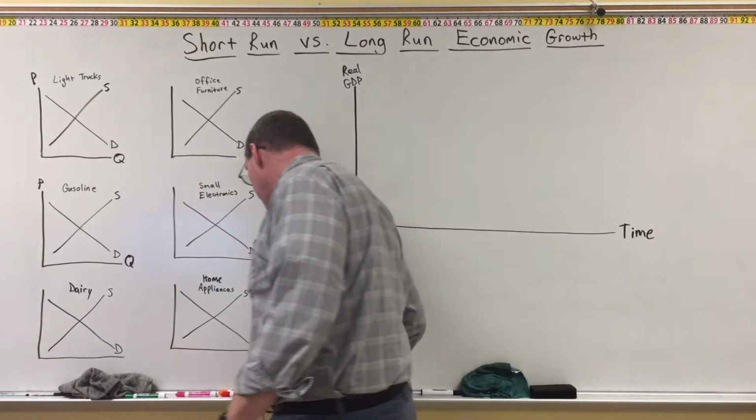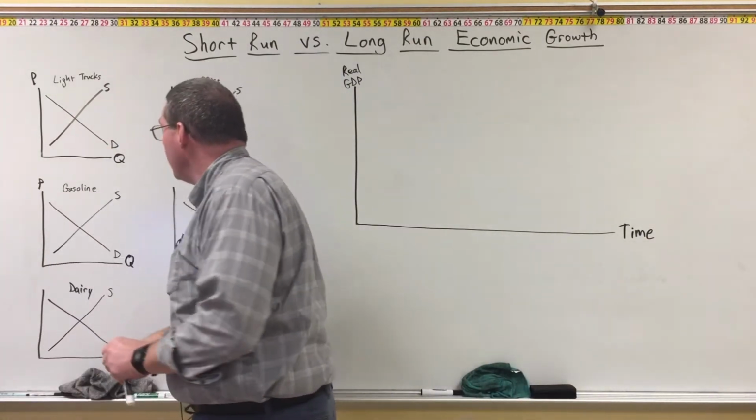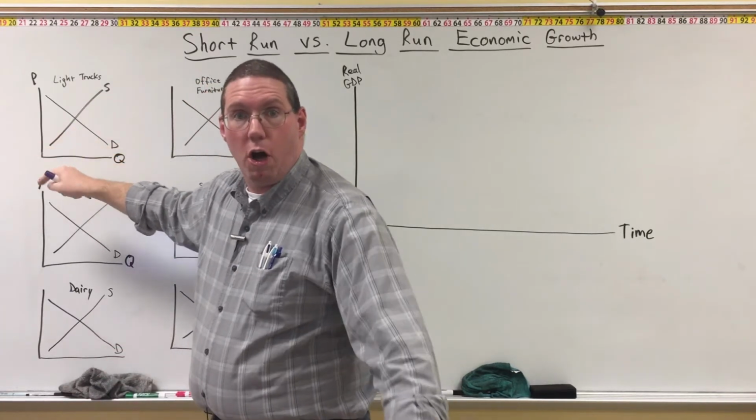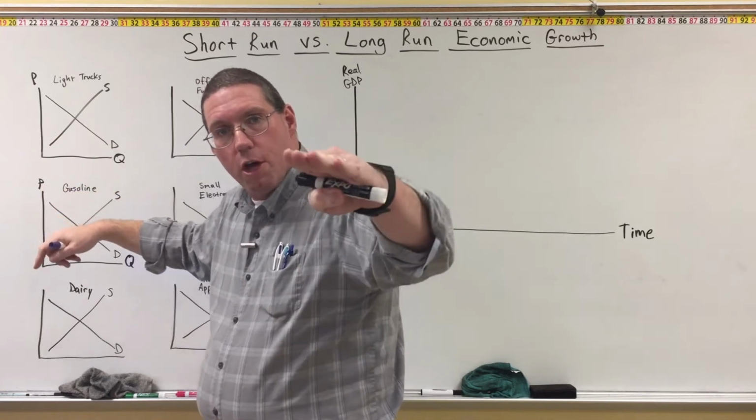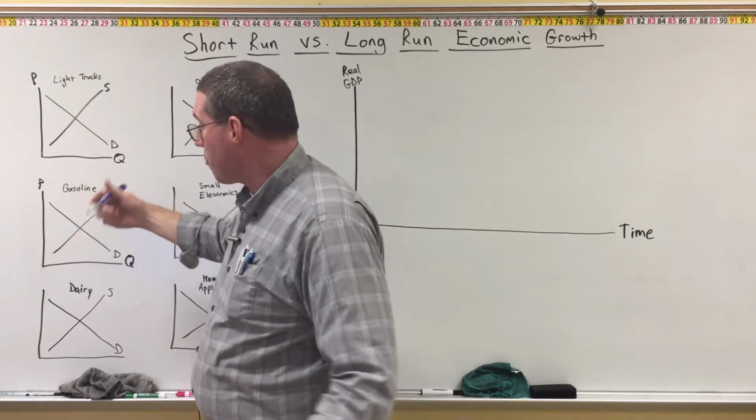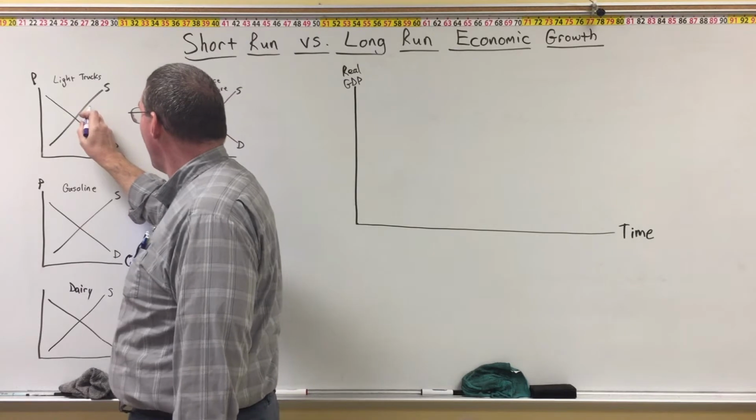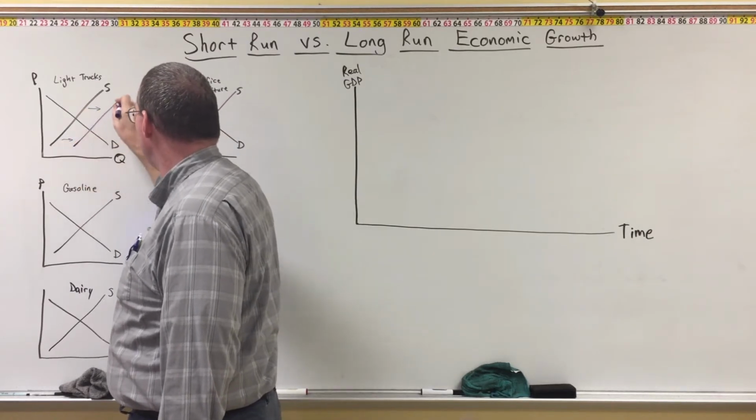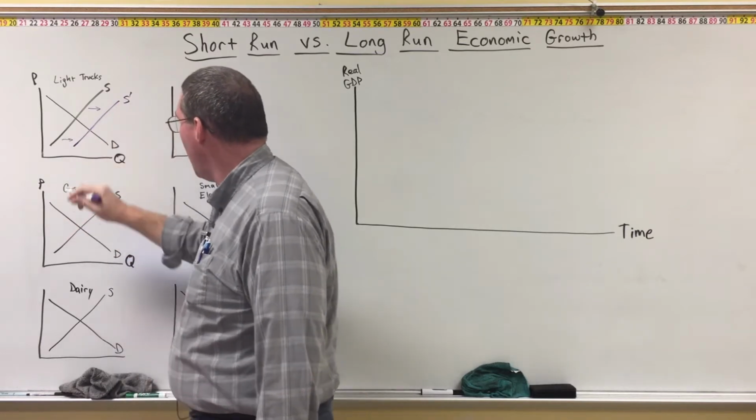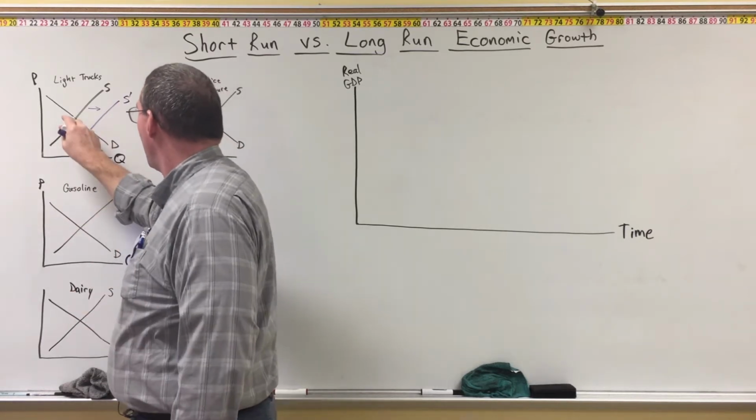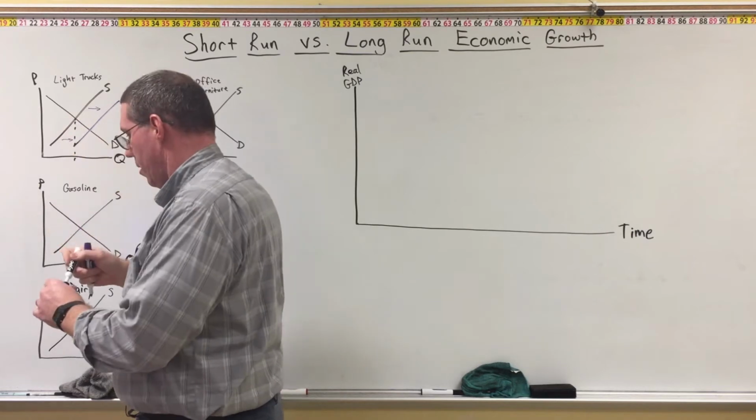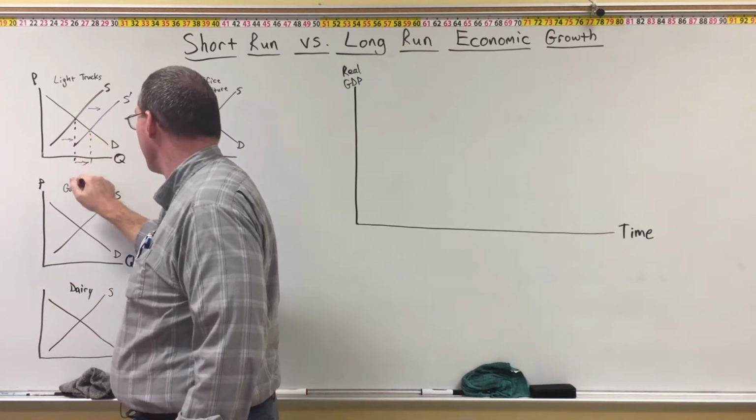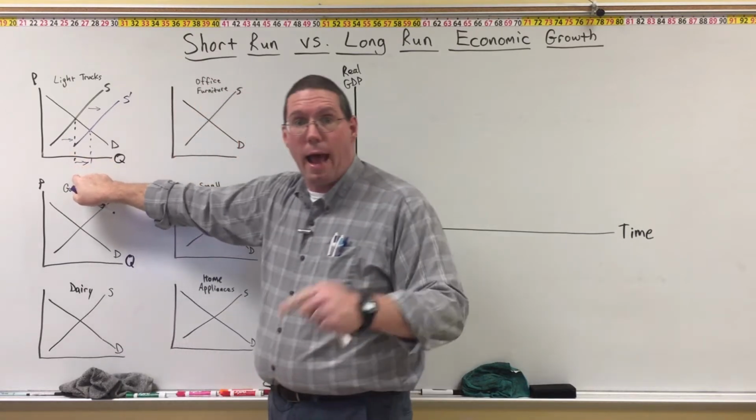So let's just say, for the sake of argument, that in the light trucks market there's a change in production costs, that production costs go down. Okay, there's a decrease in production costs, and that would lead to an increase in supply. So I'm going to put S prime here, and when supply increases, our equilibrium quantity is going to increase. So we're going to have an increase in output.